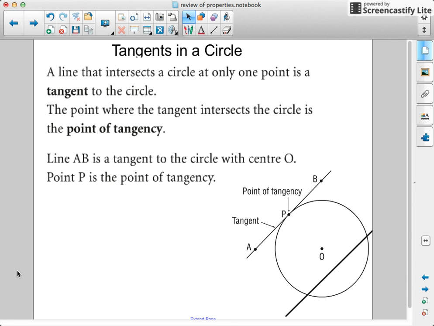Last main topic in this unit is going to be tangents. So we need to know what a tangent is. A line that intersects a circle at only one point is a tangent to the circle. The point where the tangent intersects a circle is called the point of tangency. So AB is a tangent line because it only touches the circle in one spot, at point P, and that is the point of tangency.